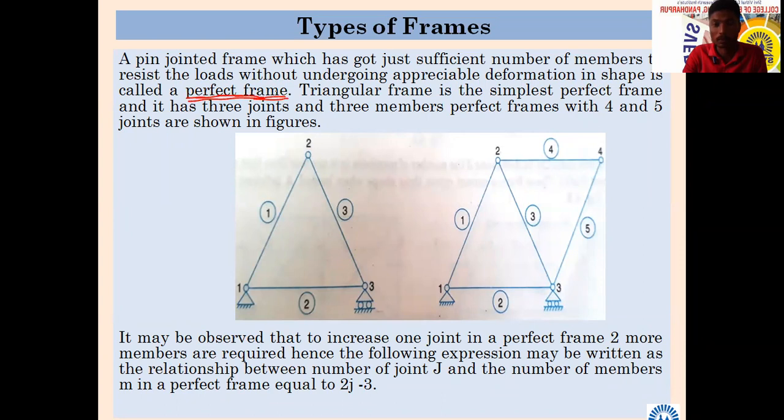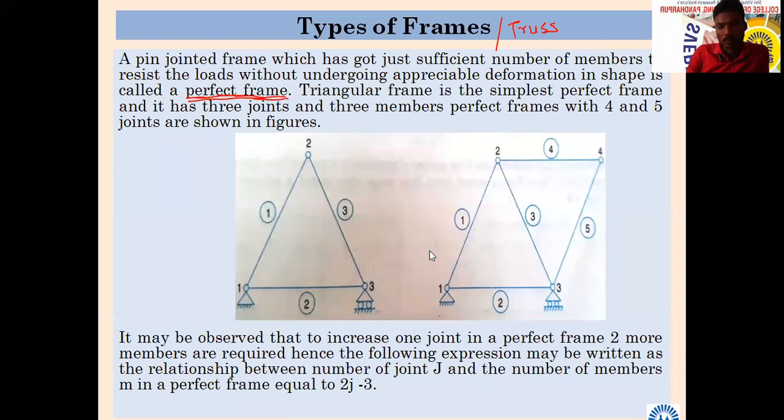Why are we going to call a particular frame a perfect frame? Whatever the number of members in that frame or truss, both words are the same. It is not the case that these words are different. Either we call it a frame or a truss. If a particular frame or truss has a sufficient number of members to resist the loads without undergoing appreciable deformation in shape, it is called a perfect frame.